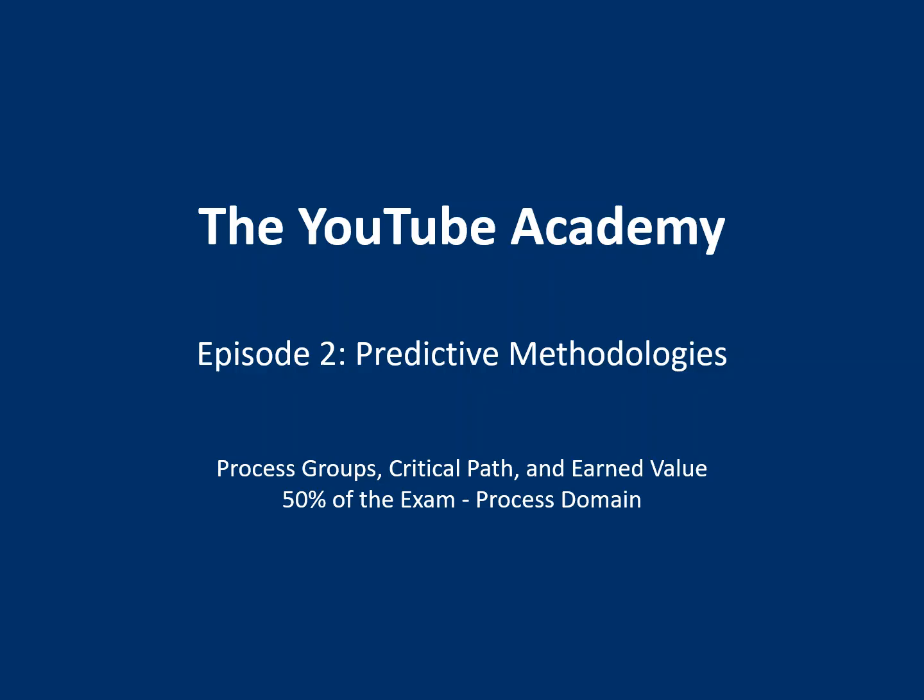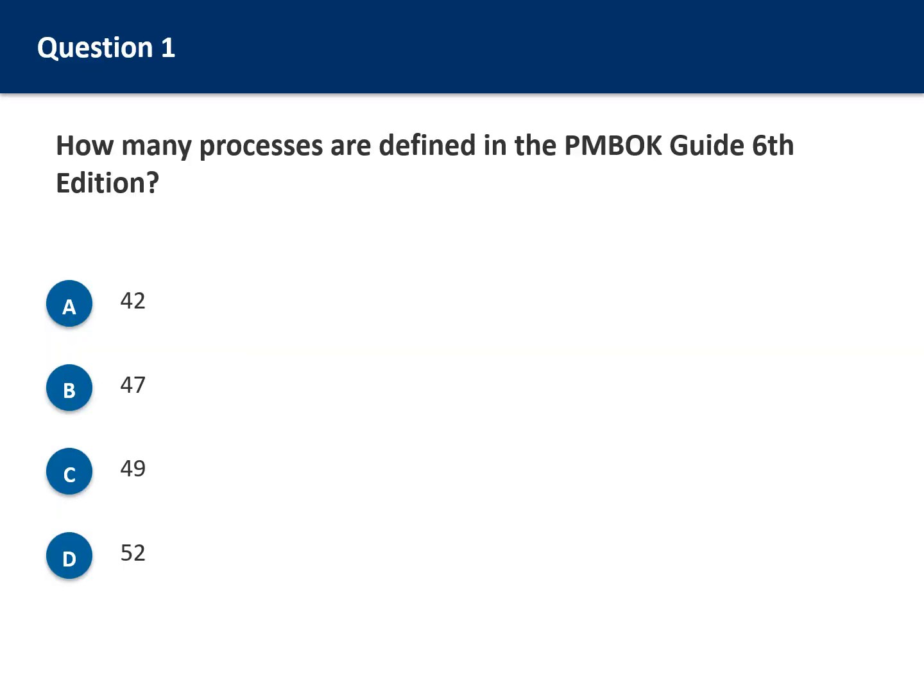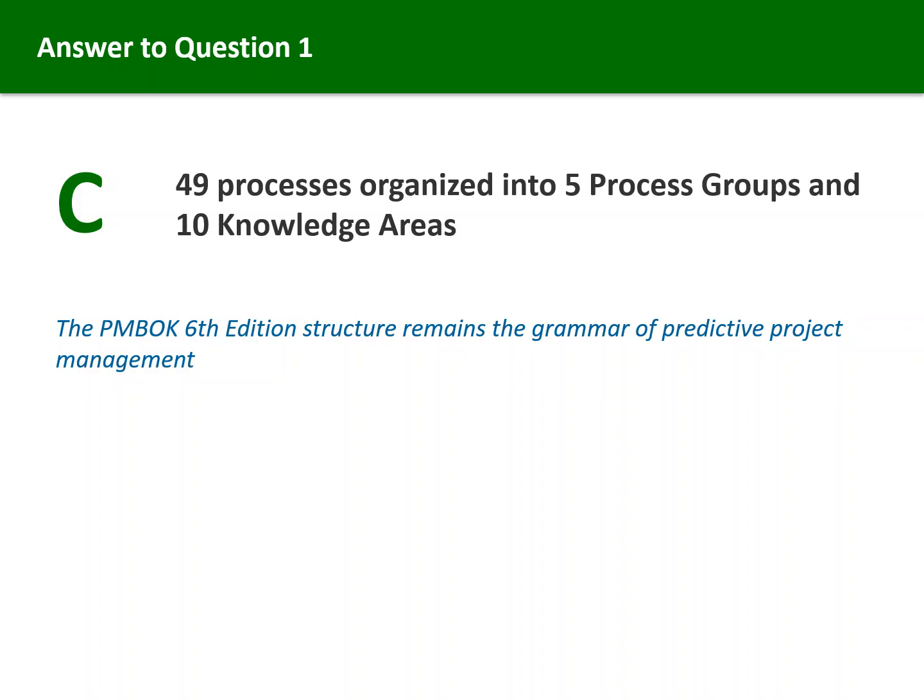Let's begin with our first practice question. Question 1. How many processes are defined in the PMBOK Guide 6th edition? Option A, 42. Option B, 47. Option C, 49. Option D, 52. This is a fundamental number you should memorize. The correct answer is C, 49 processes.